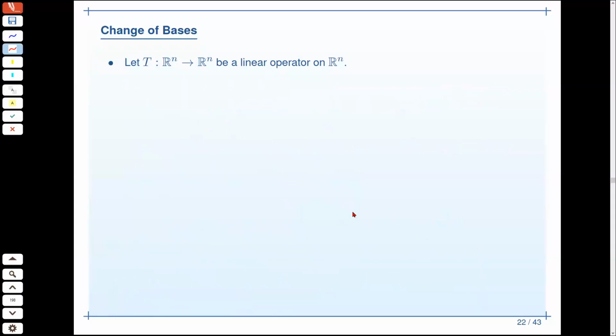Okay, now let's look at a very, very special one. Suppose T is just a linear operator from Rn to Rn. What happens if it is from Rn to Rn? Now let's use A as the standard matrix for T. Of course, it is a square matrix, and if it is a square matrix, we can do a lot. TV equals AV for every vector V. This is the definition of the standard matrix.